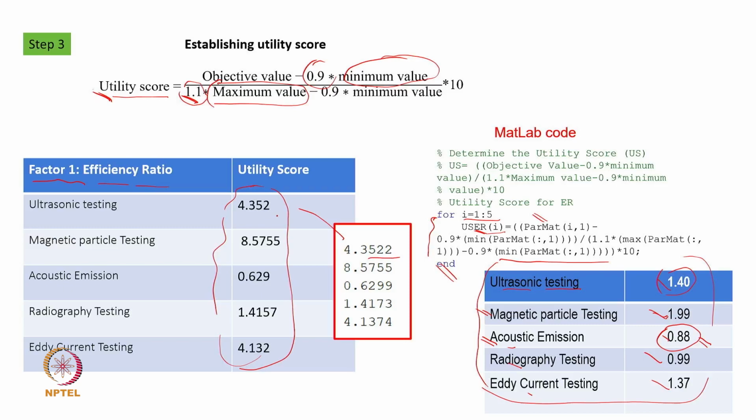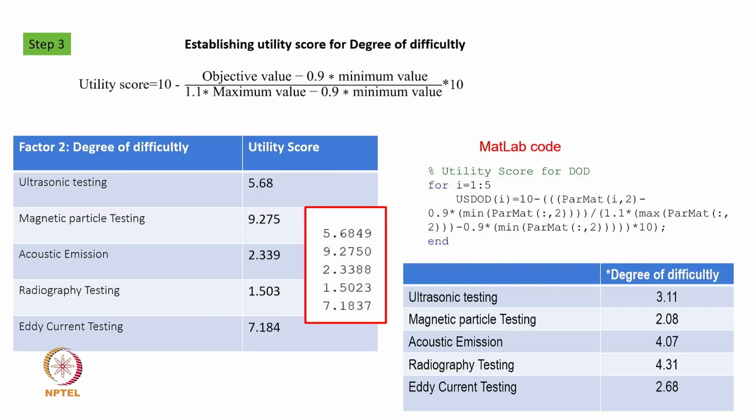MATLAB gives 4.3522. However, we are trying to wind up with two digits, so we have removed the last digit, or instead of removing we can do a rounding off. In this case a slight variation will come, and it may be good to round off these errors. Only for eddy current, it should be 4.317 in this case. So that is what we can do, and then we are getting the utility score based on this.